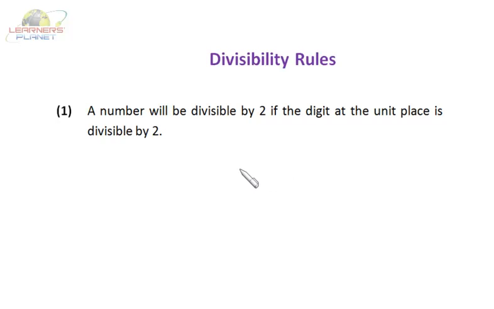First of all, I see over here the divisibility test of 2. We can say the divisibility test or divisibility rule: a number will be divisible by 2 if the digit at the units place is divisible by 2. Kids, in other words, we can say a number will be divisible by 2 if it is an even number. Suppose I take an example, say 24. The unit digit is an even number, that is 4. So 24 will definitely be divisible by 2.